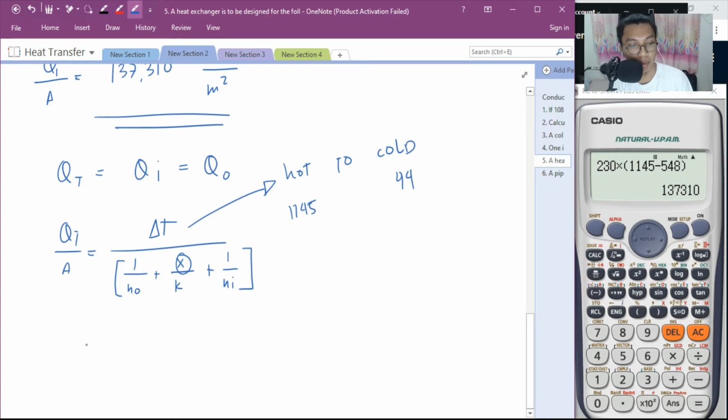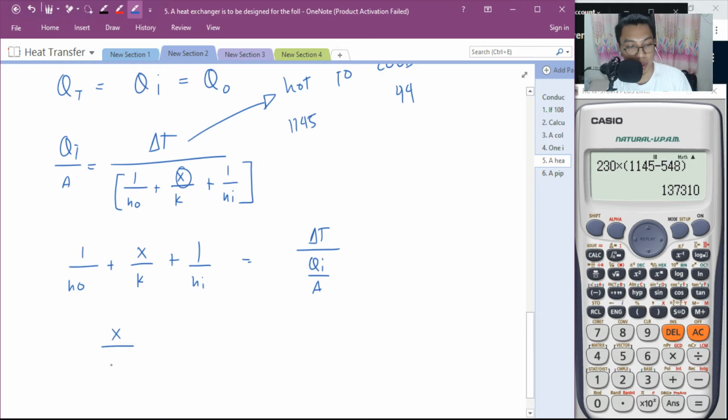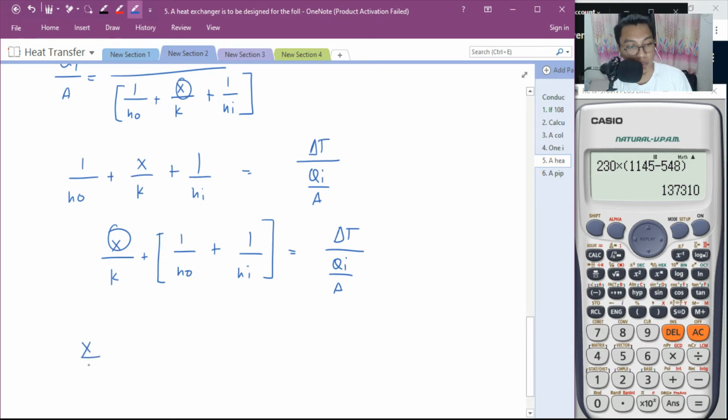Okay, samahin natin. So, 1 over HO plus X over K plus 1 over HI equal to delta T over QI over A. Pwede na to. Ngayon, pagsamahin natin yung magkasama dapat. X over K plus 1 over HO plus 1 over HI. Algebra lang to huwag kayo nalilito. Delta T over QI over A. Ngayon, ito ang kailangan nating mahanap. So, X over K is equal to delta T over QI over A minus yung buo, 1 over HI plus 1 over HO.